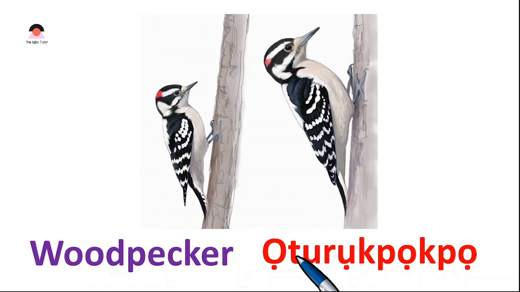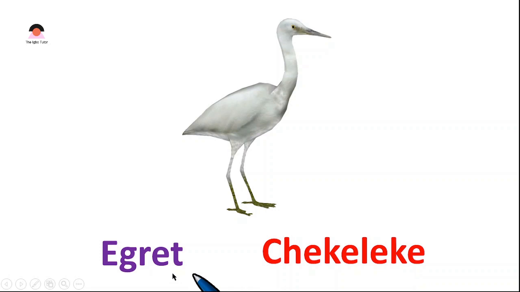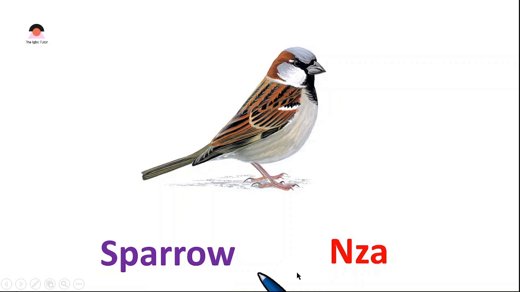The next bird is egret. We call it chekeleke. That is egret for you. Next is sparrow. Very small. We call it nza. Sparrow is nza in Igbo language.